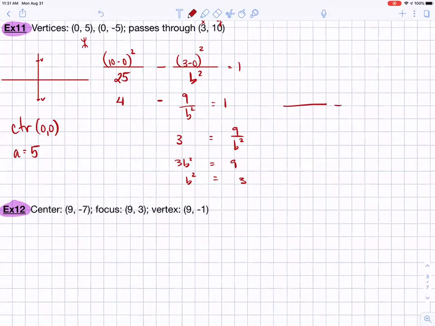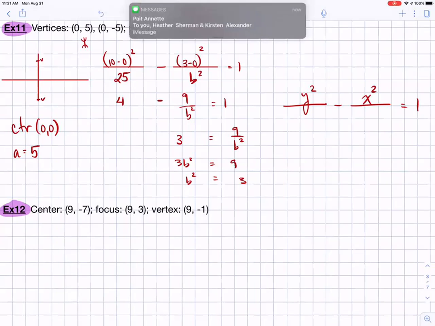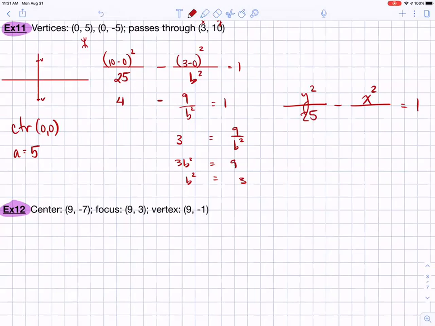Okay, so we've got fraction minus fraction equals 1. What goes on top of the first fraction? Why what? It's not just a y squared. It's y minus 0 squared, but then you would end up cleaning that up to a y squared. What goes on top of the second fraction? X squared. What goes on bottom of the first fraction? 25. And what goes on bottom of the second fraction? Okay, is it 3 or is it 9? Why is it 3? B squared is in the equation, and that guy says up there that b squared is 3. Okay?